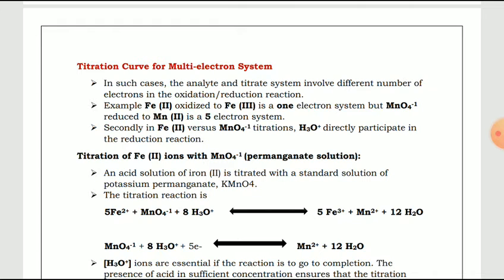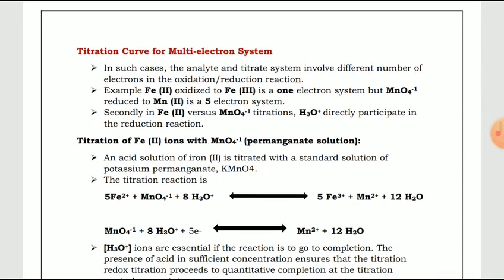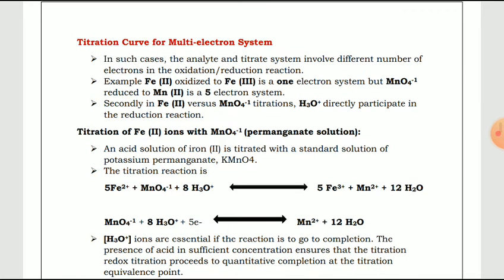In this reaction, H3O+ ions are essential if the reaction is to go to completion. The presence of acid in sufficient concentration ensures that the redox titration proceeds to quantitative completion at the titration equivalence point.